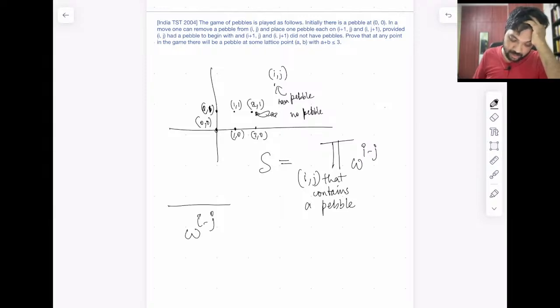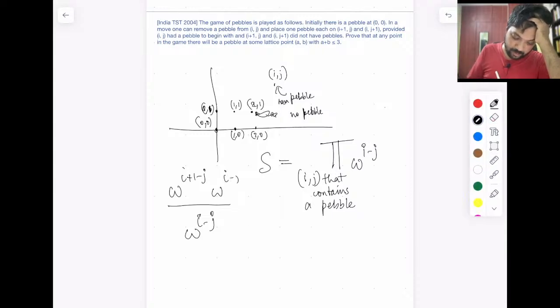Supposing you removed it, then it's as good as dividing by this ijth entry. I mean that quantity. When you remove the pebble, you have to remove it from the product. Removing it from the product is like dividing by omega power i minus j. Then you have to place pebbles at i plus 1, j and i, j plus 1. That is the same as multiplying, I guess, the following: omega power i plus 1 minus j and omega power i minus j minus 1.